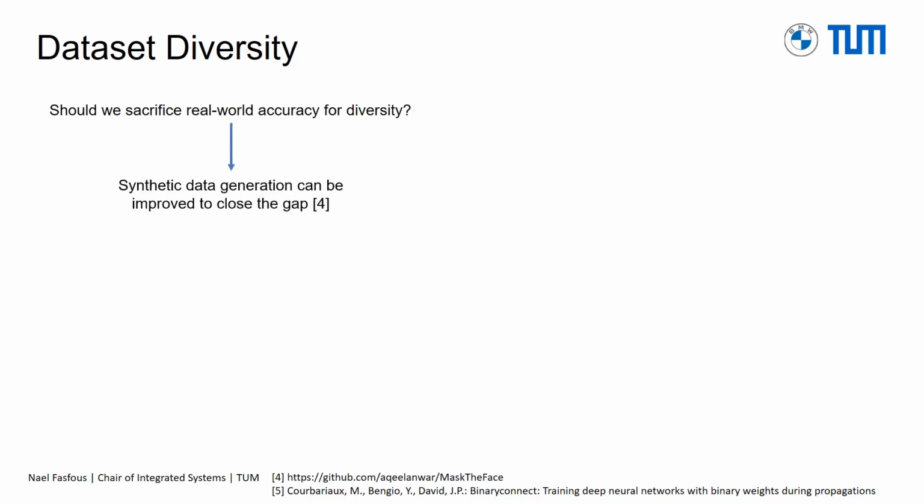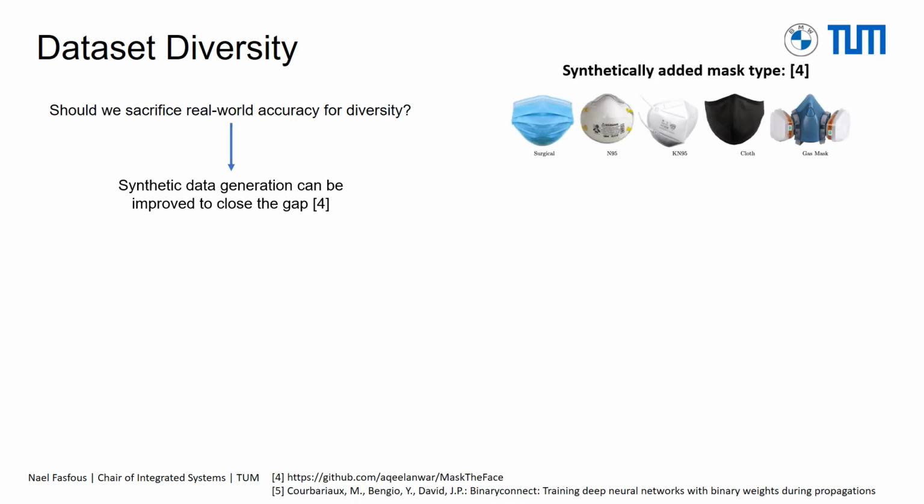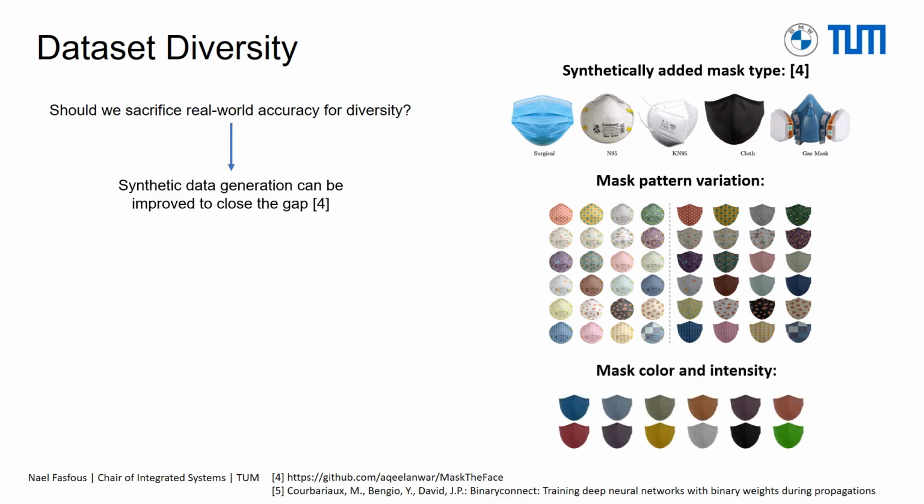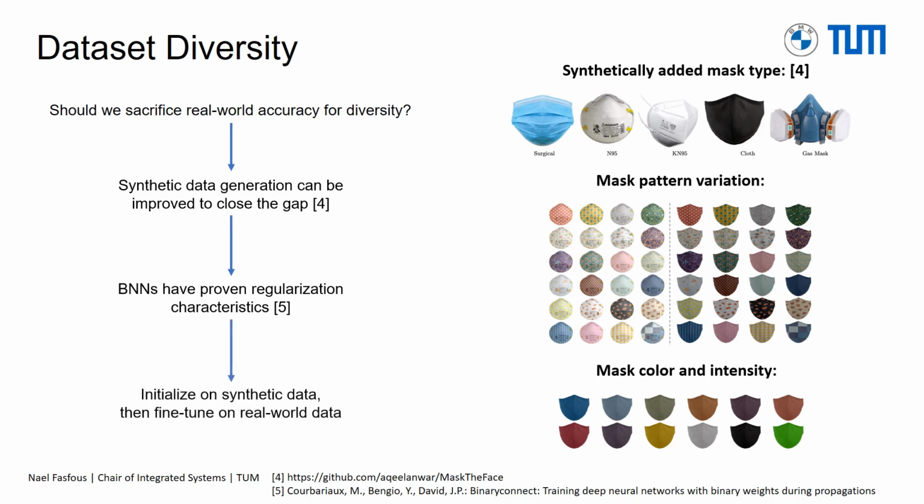The answer is, we can be a little bit smarter about how we create our synthetic data. We can vary the type of mask that's applied to the subjects. We can change the mask pattern. And we can, of course, play with the color and intensity of the mask such that we have a diverse set of masks being applied to the different subjects that we have in our natural face dataset. Another thing we can optimize is the type of network that we choose to deploy. In this case, binary neural networks have been proven to have nice regularization characteristics, which might be better for them to generalize on synthetic data. And finally, we can initialize on synthetic data and then fine-tune on real-world data. So just because we're using synthetic data to train our network does not mean that we're limited to it. It's just one stage before we fine-tune on real-world data, which is a little bit more scarce and maybe less diverse.